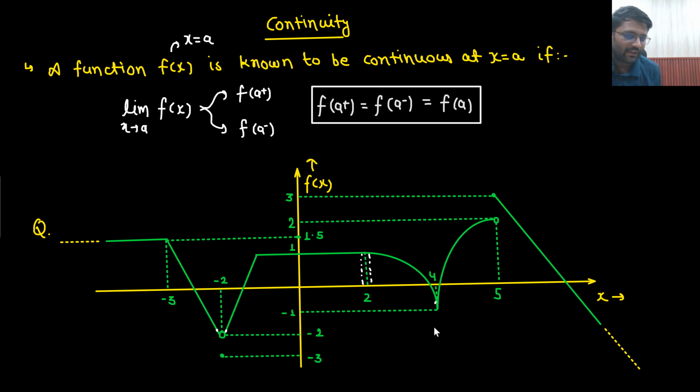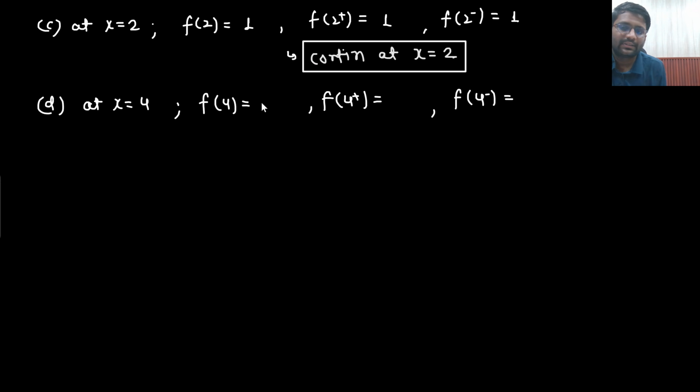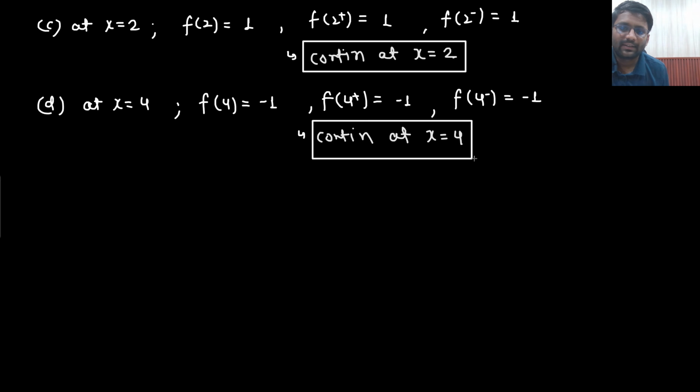Just before 4 the value is also nearly minus 1, and just after 4 as well the value is nearly minus 1 only. That means yes, sir, at all these points the value is minus 1. This is also minus 1 only, and this is also minus 1 only. What does that mean? It is continuous at x equals 4. Okay, because they are giving the same values.